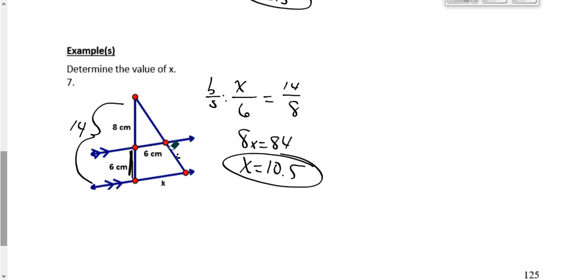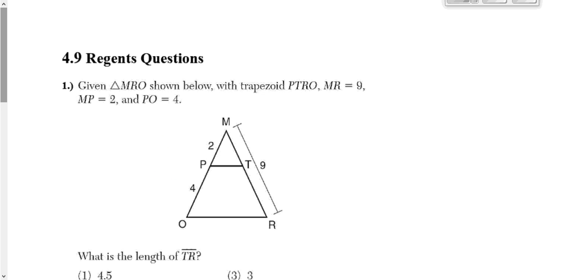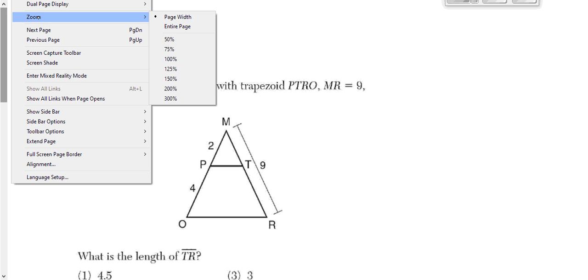Okay? All right. We're not doing the angle splitting thing. So let's look at some Regents questions, thinking about what we just learned. So let's read these over. There's a lot of these.